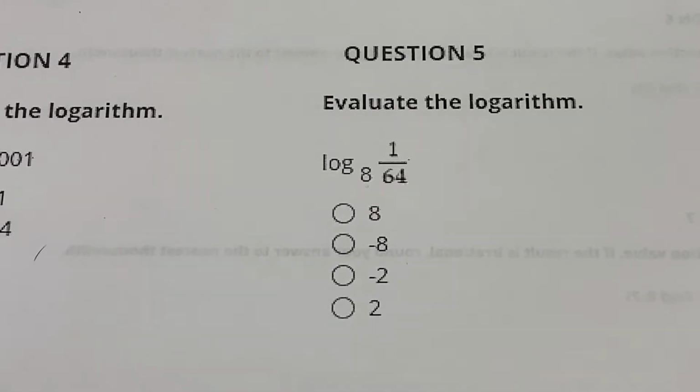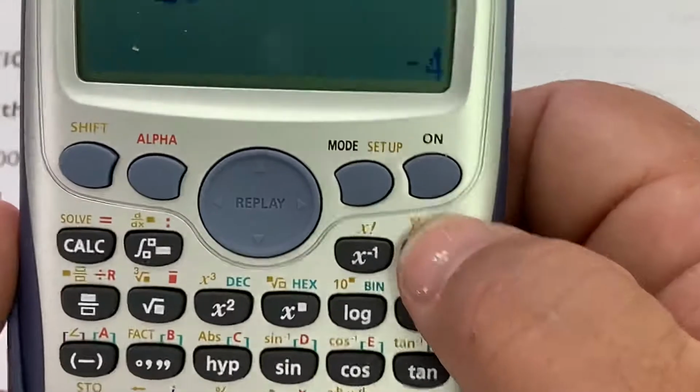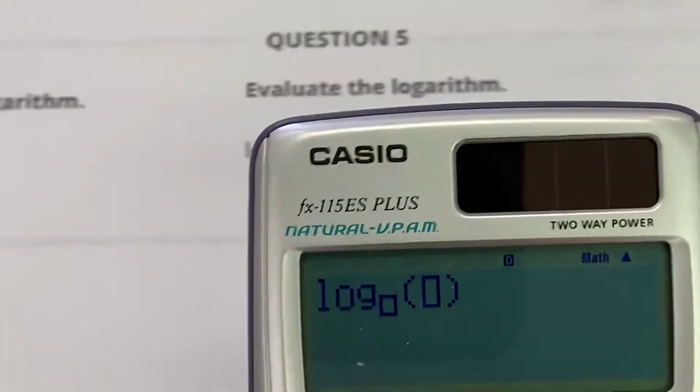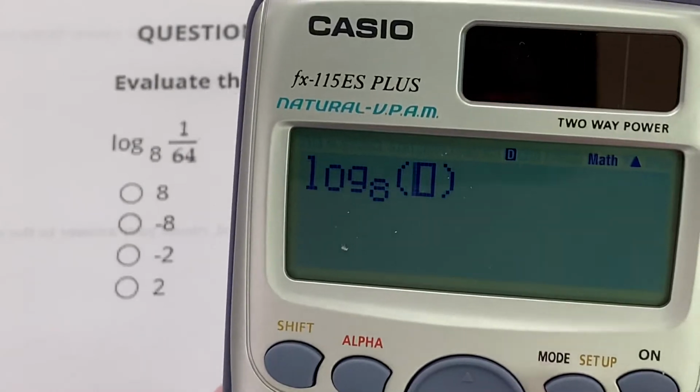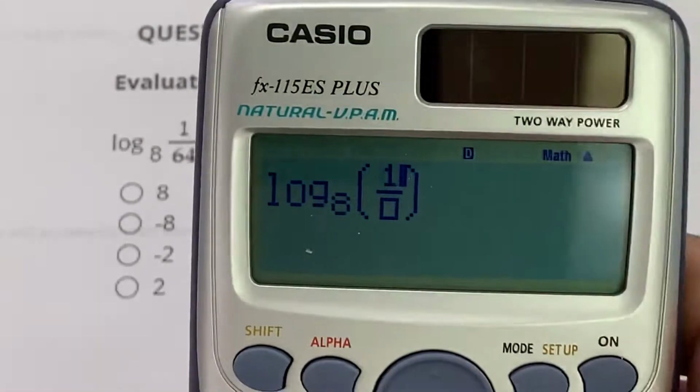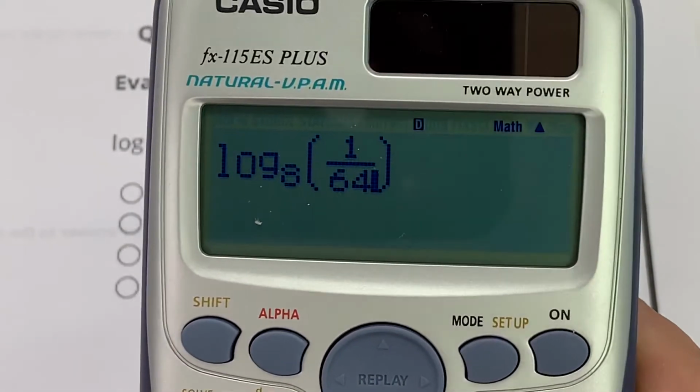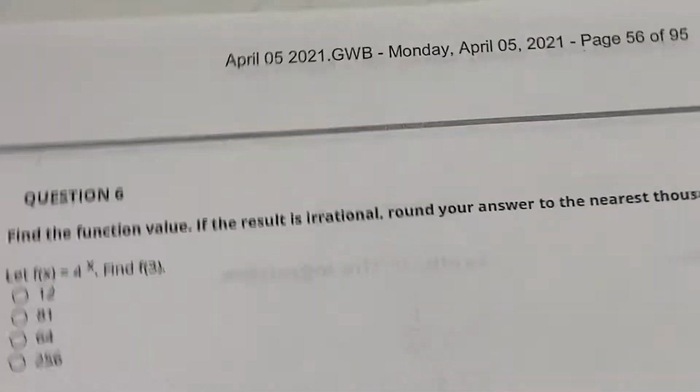Log base 8 of 1 over 64, so we're going to hit that button again, and we're going to put the 8 down in the bottom. Right arrow over and put 1 over 64, so you can hit the fraction bar, 1 over 64, and it'll generate the answer for you pretty quickly, negative 2.